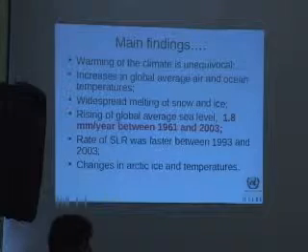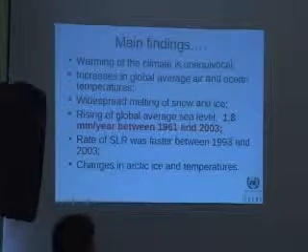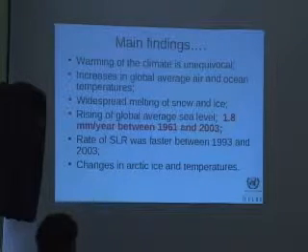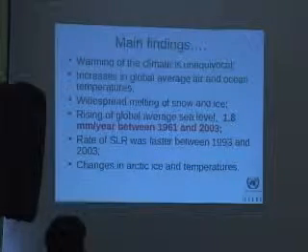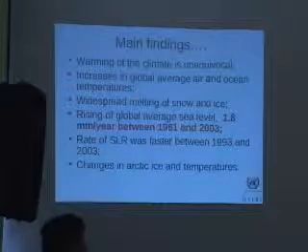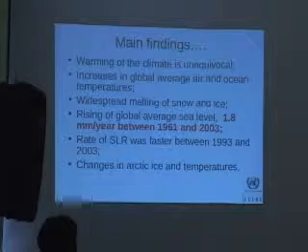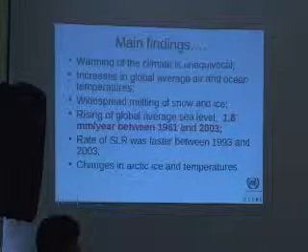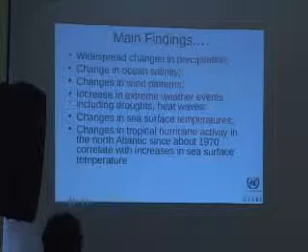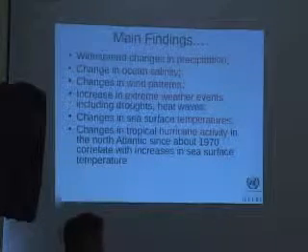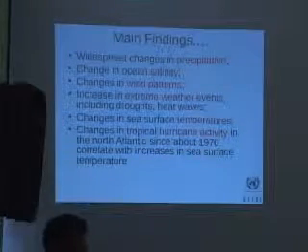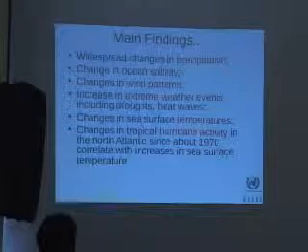Rising of global average sea level from 1.8 millimeters per year between 1961 and 2003. The rate of sea level rise was faster between 1993 and 2003, and changes in Arctic ice and temperatures rising and the ice melting. Changes in precipitation, we can't say going up or down because some places are flooding, others are drying out. So there are changes in precipitation.